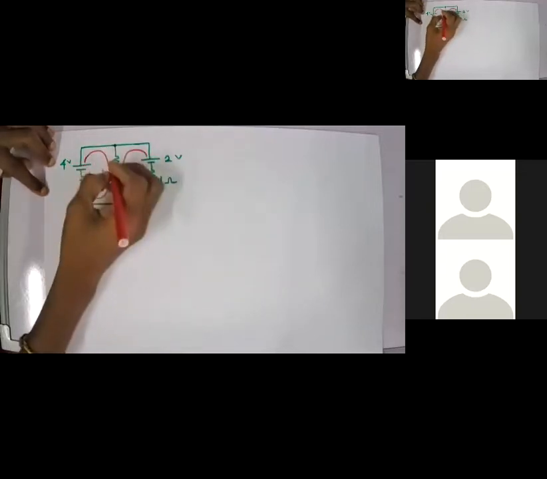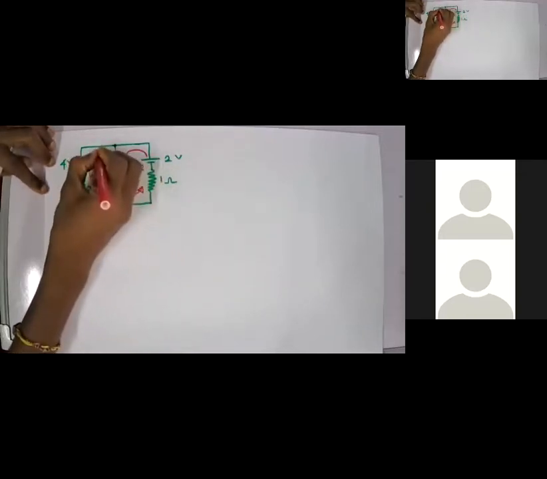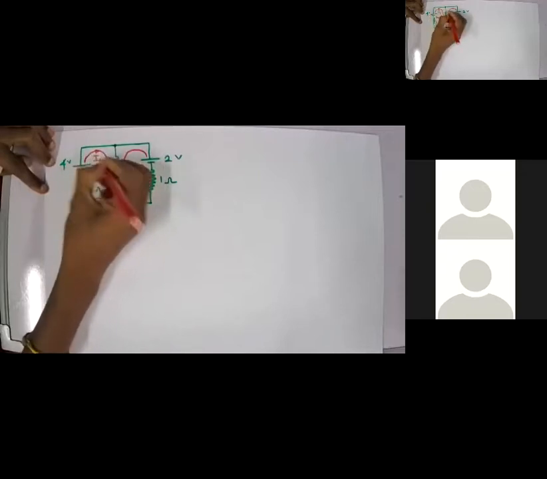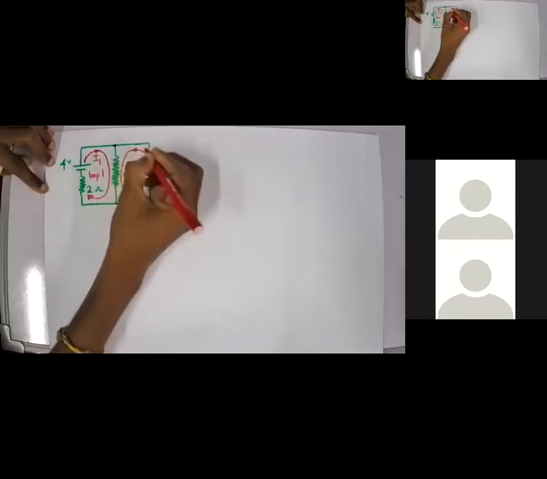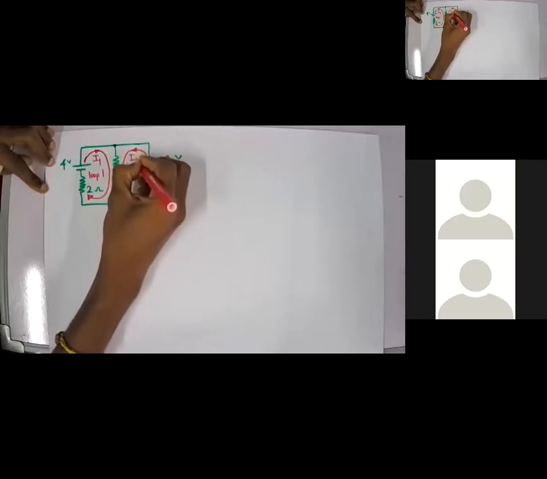Right? So consider the current through loop 1 is I1 and current through loop 2 is I2. Right? Current through loop 1 is I1 and current through loop 2 is I2. Now apply Kirchhoff's voltage law, KVL, to loop 1. Right? Apply Kirchhoff's voltage law to loop 1.